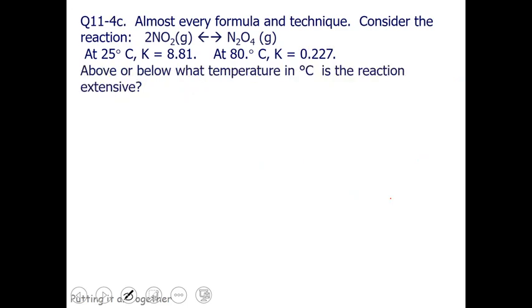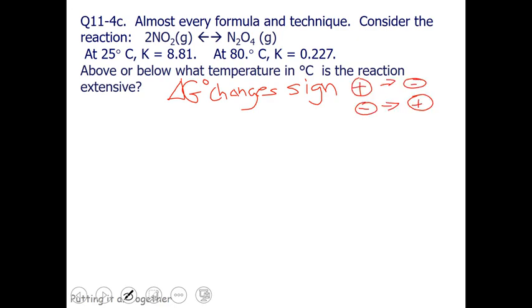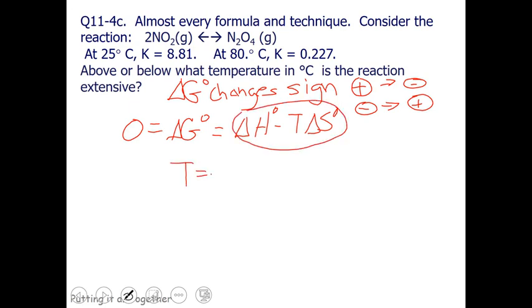Our next question asks us to identify the flip point of the reaction. This is when delta G naught changes sign. So it either changes from plus to minus or minus to plus, which means it has to pass through zero. So I remind you that if delta G naught is equal to 0, if we rearrange this, the flip temperature is going to be equal to delta H naught divided by delta S naught.